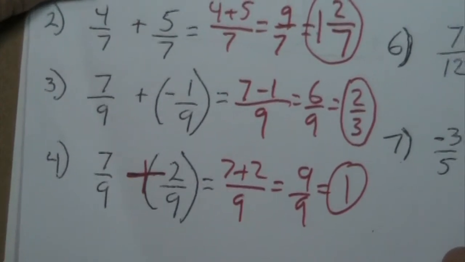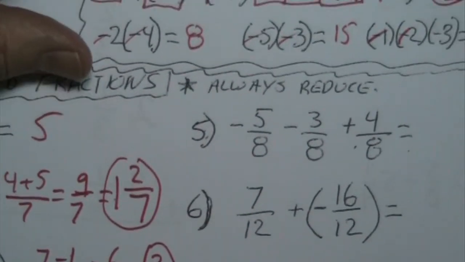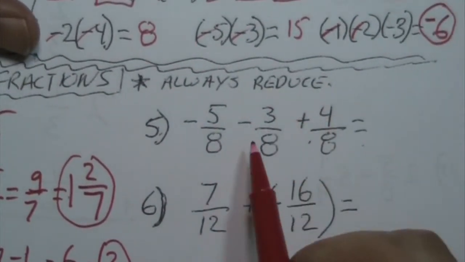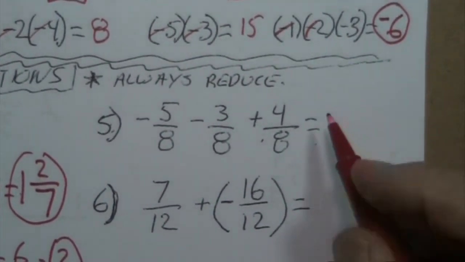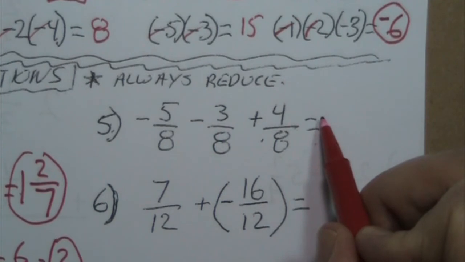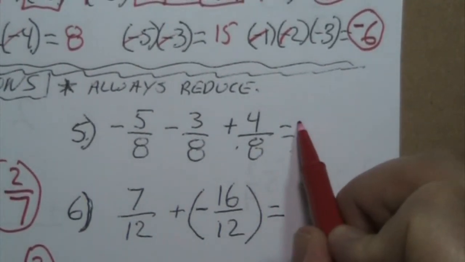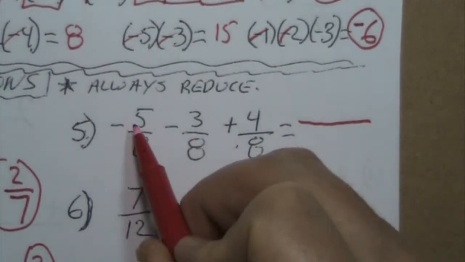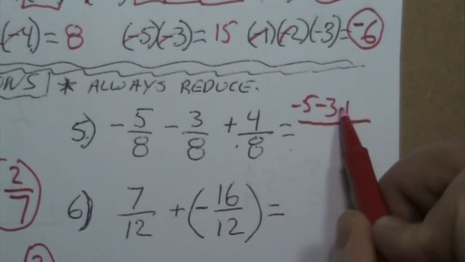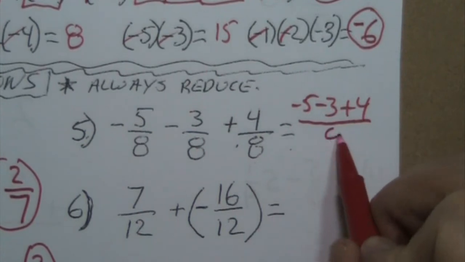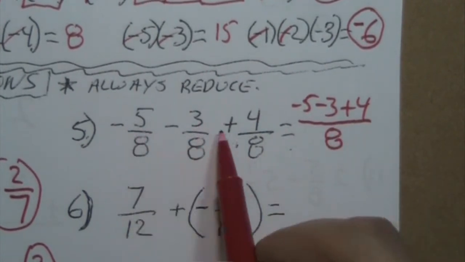Okay, number 5. Okay, these 2 are negative and that's positive. If you want to, I'll just rewrite it. So I have a negative 5, a negative 3, and a positive 4. And they're all over 8. Because that's the common denominator here.